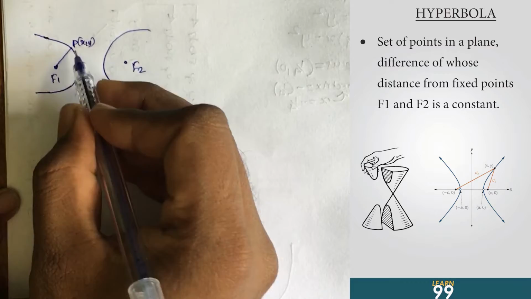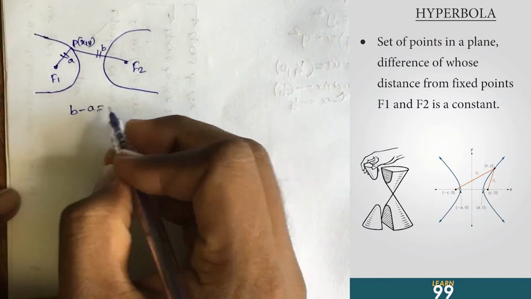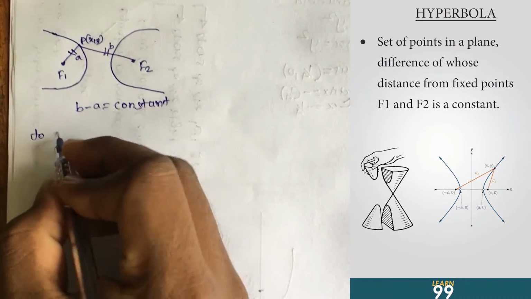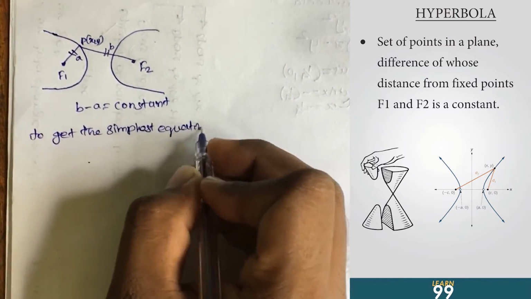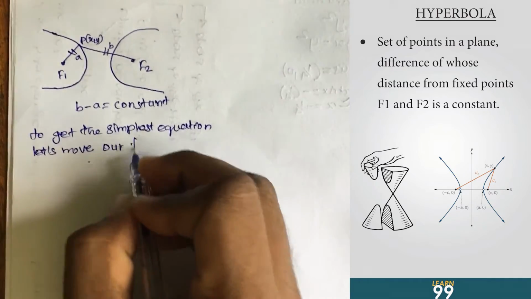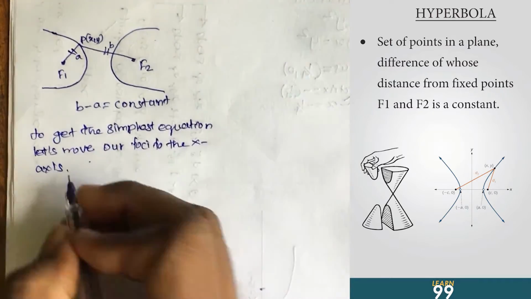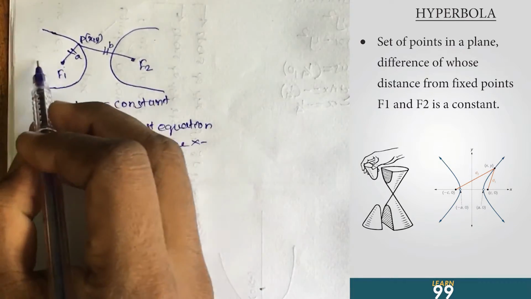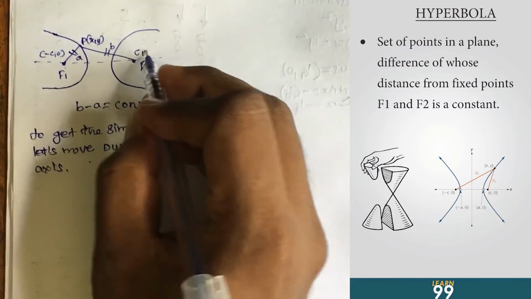Both have two separate foci. We can get a common point P. So to get the simplest equation, let's move our foci to the x-axis. And also we are setting our foci at minus c comma naught and the other focus at c comma naught. So those are our foci. Let's make an equation for it.